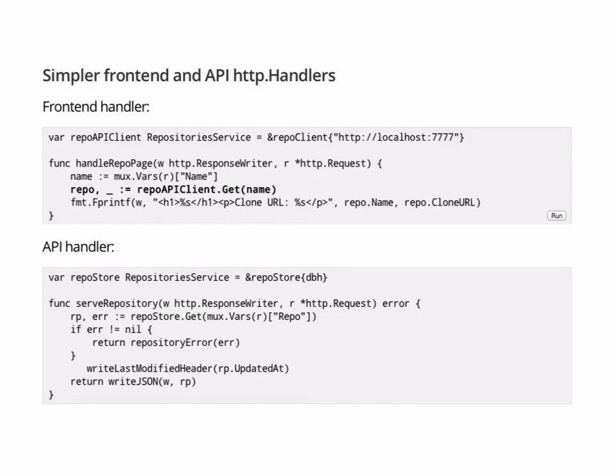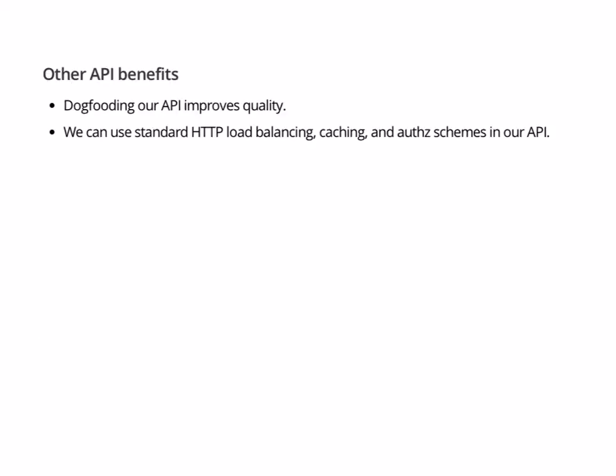And same for our API handler. You can see that it calls the same method, get, on the repo store, which will hit the database directly. And then it writes some HTTP headers, the last modified header, and we also look at authorization and some other things in these headers. And then it returns the JSON. So, again, super simple. These are very much only concerned with HTTP related things, as HTTP handlers should be, and they're very easy to read.